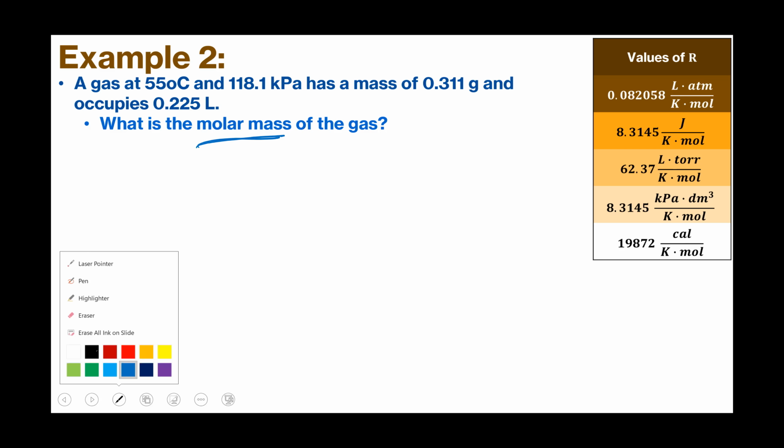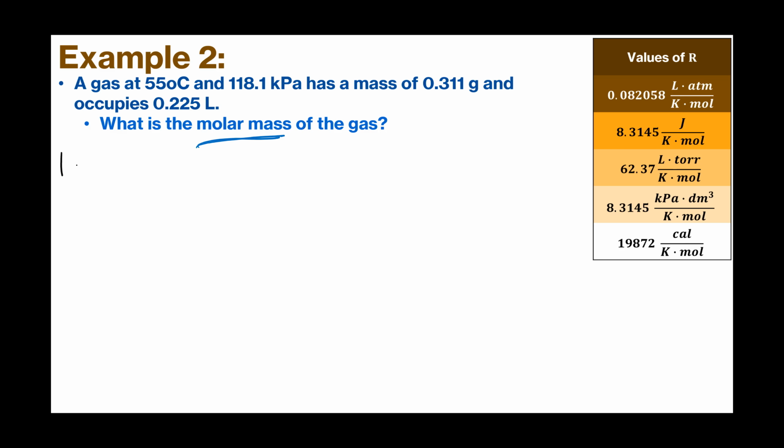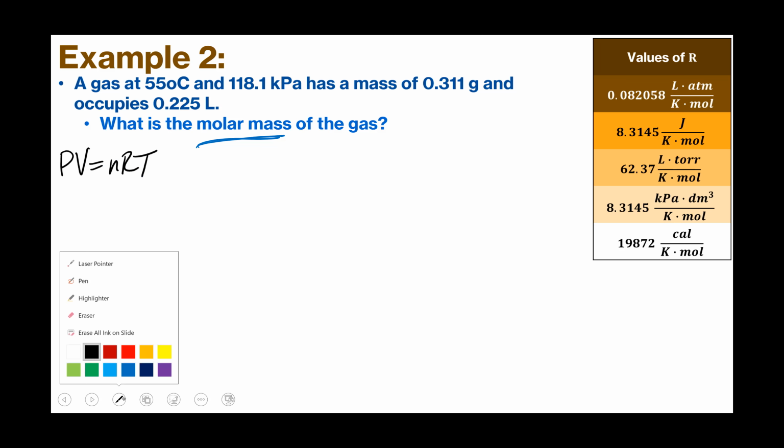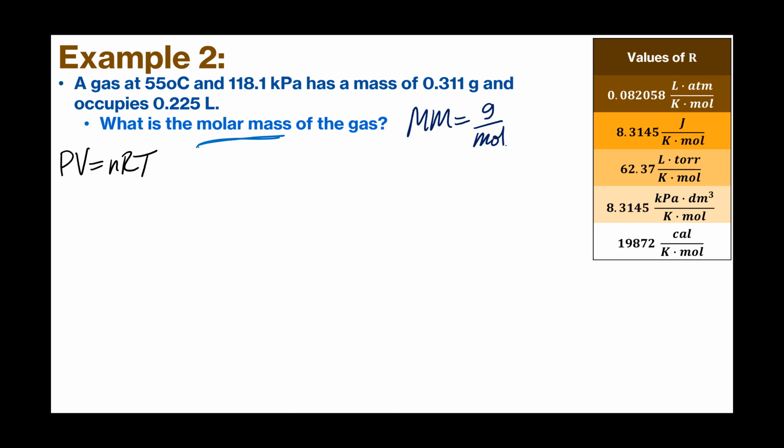Remember again, the ideal gas law is PV equals nRT. Okay, so let's think about this, remembering that molar mass is grams per mole. Wait a second here. We have grams. This grams will be that grams. Okay, grams per mole. So moles, we're going to solve this for moles. Does that make sense?